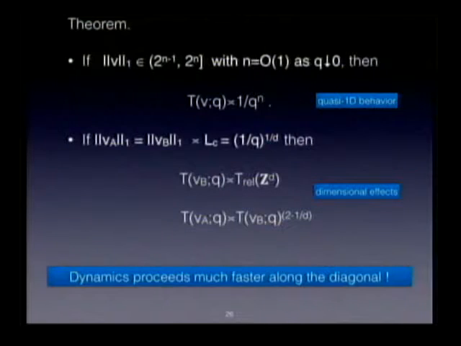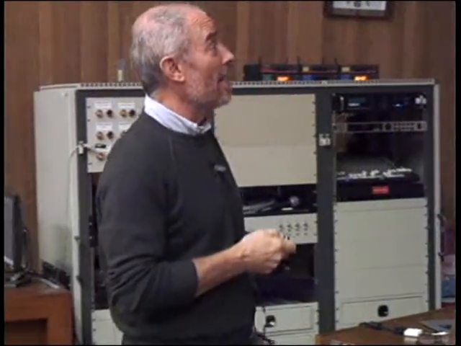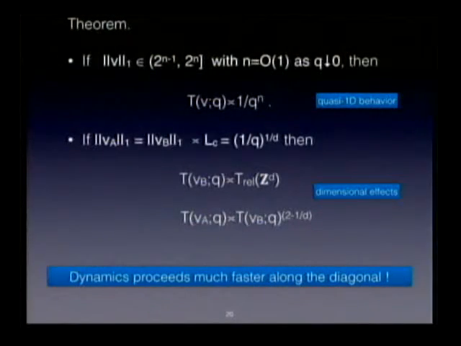Suppose that the L1 distance from the origin of the initial 0 at V is in this range, but n is O(1) as q goes to 0. So n maybe is 100, and then q goes to 0. Then really the L1 distance dominates the asymptotics of this persistent time, and the persistent time scales like that. So really there is a quasi one-dimensional behavior. You just follow a one-dimensional path in any case to capture that and go back.